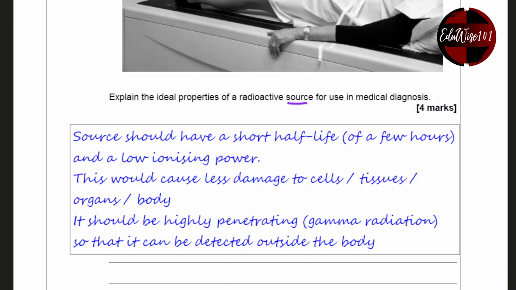And it should have a low ionizing power. That would mean it would cause less damage to the cells, tissues, or the organs or to the body. And it should be highly penetrating, like gamma radiation, so that it can be detected outside the body.